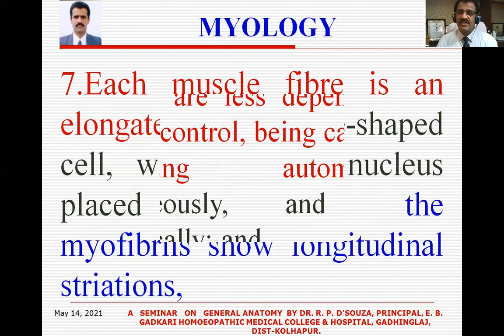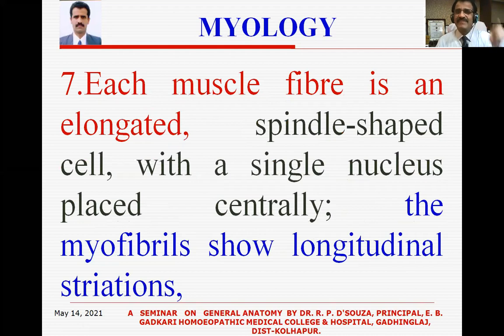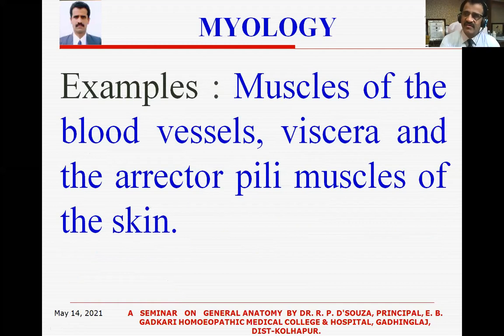And each muscle fiber is an elongated spindle-shaped cell with a single nucleus placed centrally. The myofibrils show longitudinal striation, no cross striation. And the examples of smooth muscles are, of course, muscles of the blood vessels. There are so many arteries in your body, so they have smooth muscle. There are so many viscera in your body, stomach, intestine, large intestine, many of them. And also in the skin, the arrector pili muscle of the skin is also smooth muscle, which is involuntary in function.